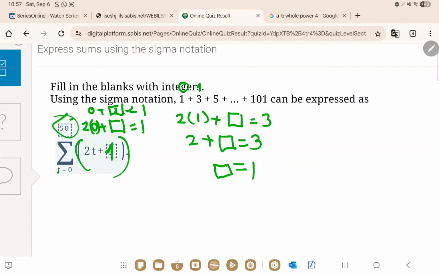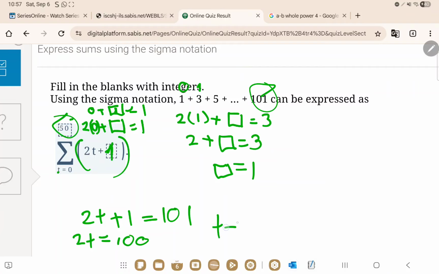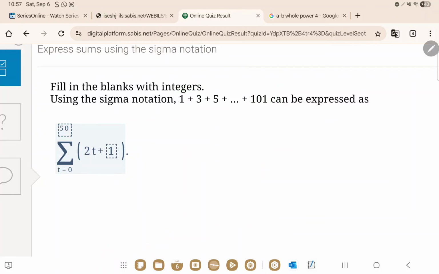Now to find the number up here, what do you do? 2t plus 1 equals 101. What is t? So 2t equals 100, so t equals 50, and that is your final value in this summation notation, or in the sum, because they didn't add dot dot dot here. So we know that this is the final value, so it is found like this, and it is 50. Moving on to our next question.